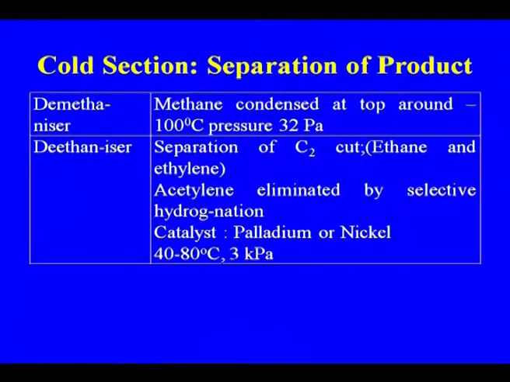Now, coming to each section which I discussed in the flow diagram. Demethanizer: methane is condensed at the top at around minus 100 degrees, at this pressure. Acetylene is eliminated by selective hydrogenation. The catalyst is palladium or the nickel catalyst that we are using.